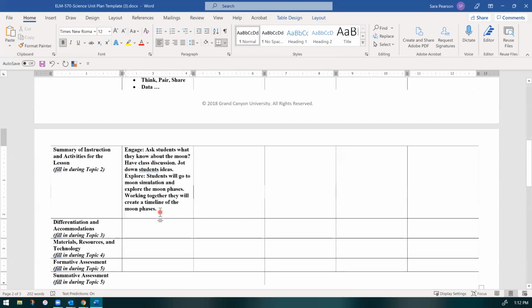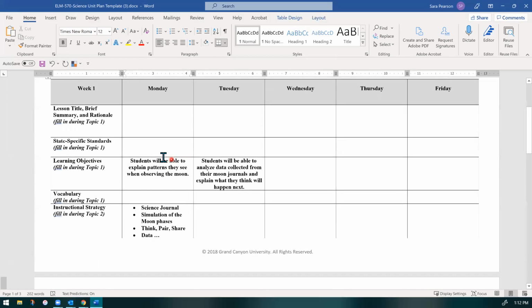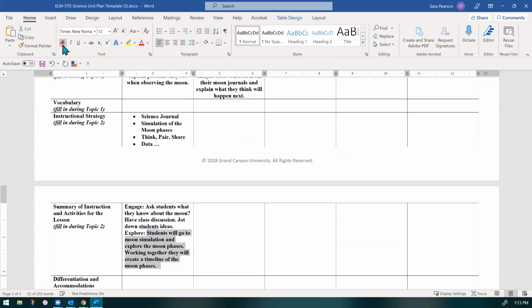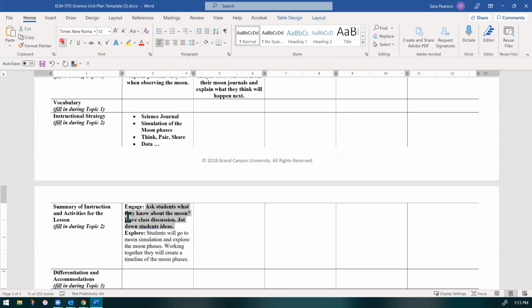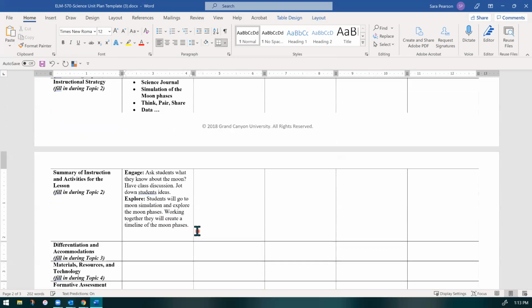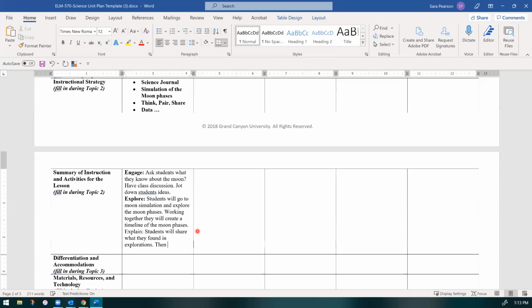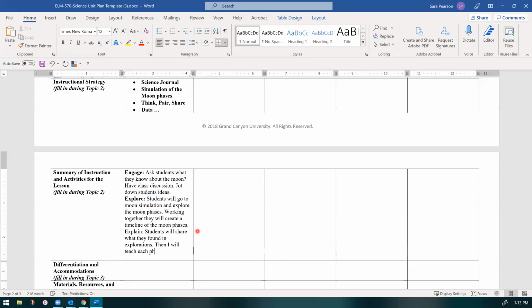Now, I might be writing this and I might go, wait a minute, my objective, students will be able to explain patterns they see when observing the moon. Oh, this is actually going to work out good because they're going to look at the phases of the moon in this simulation and they're going to be able to explain that. So I'm going to make sure it goes in here. The next phase of the 5E model is explain. So students will share what they found in explorations, and I will teach each phase to students formally.